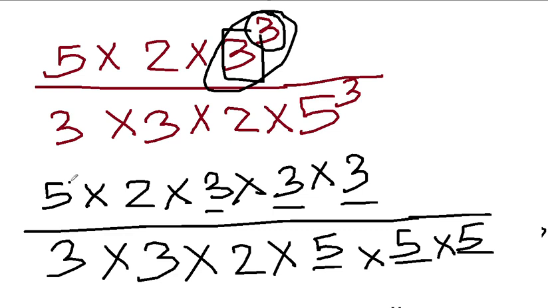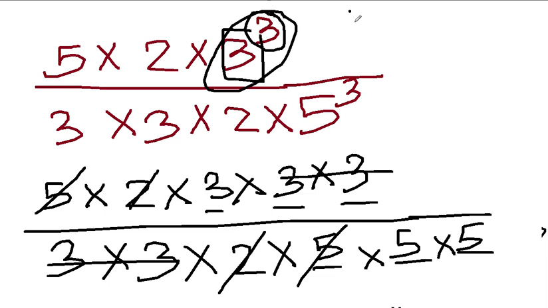Okay. So following the rule of simplification, 3 and 3 cancel out, 3 and 3 cancel out from here, 2 and 2 cancel out, okay. So we have one 5 in the numerator and we have three 5s in the denominator.